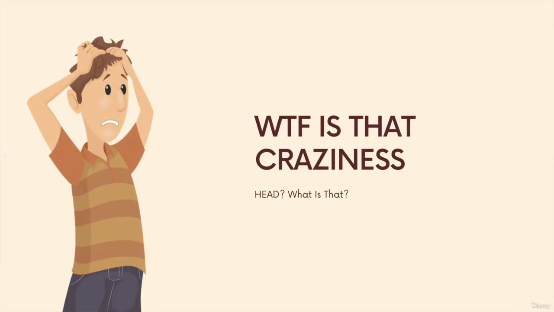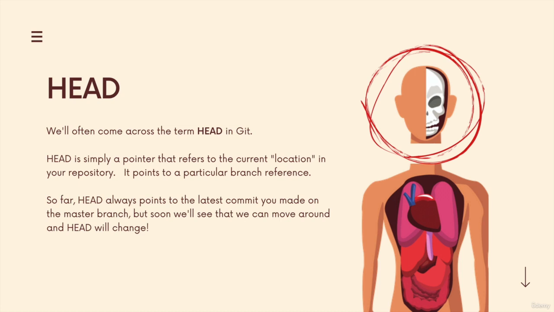So what exactly is that thing? HEAD in all caps, what does it mean? Well, it's just a term in Git. Specifically, it is a pointer that refers to our current location in the repository. And it points to a particular branch reference. So there's some terminology in there, branch reference, we have not discussed. So I'm going to break it down here.